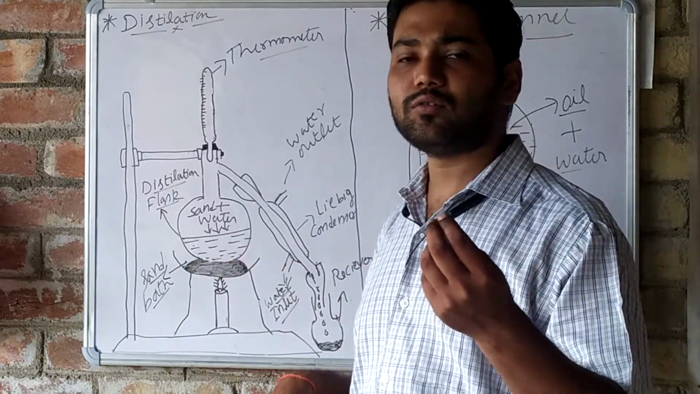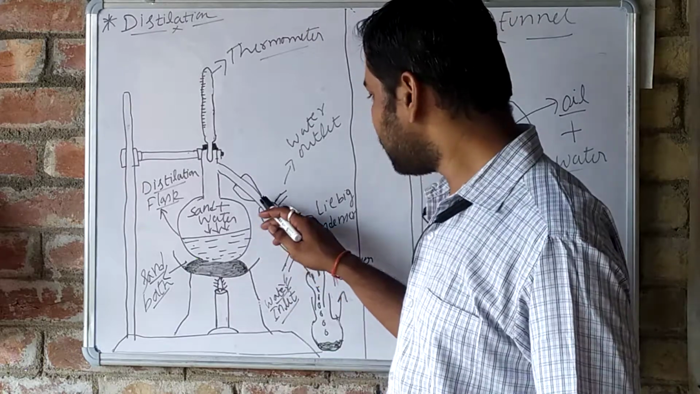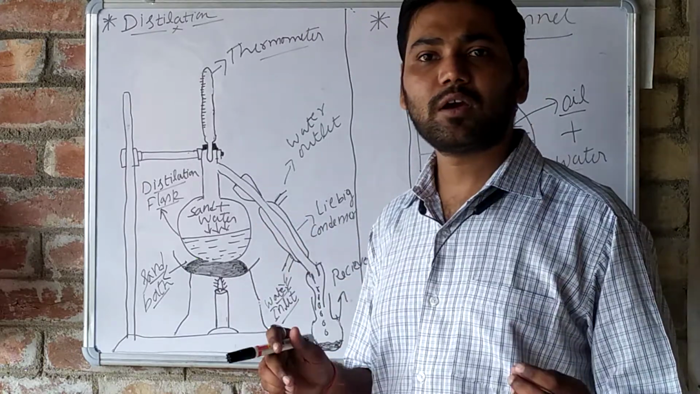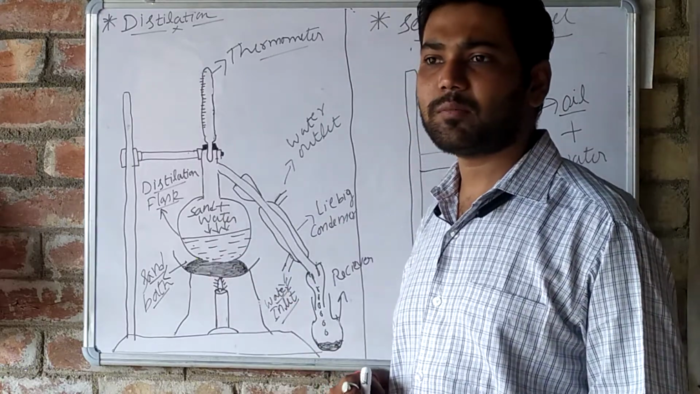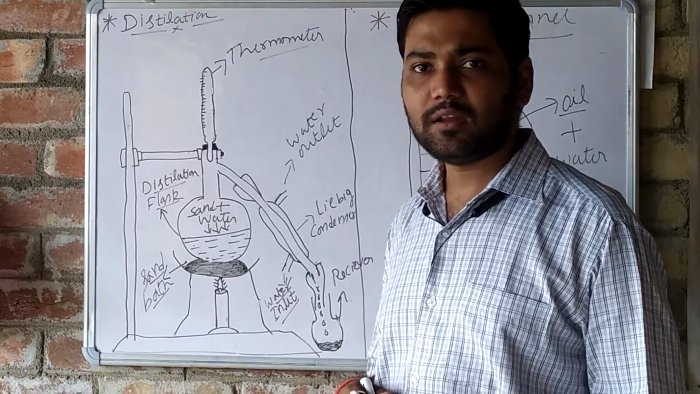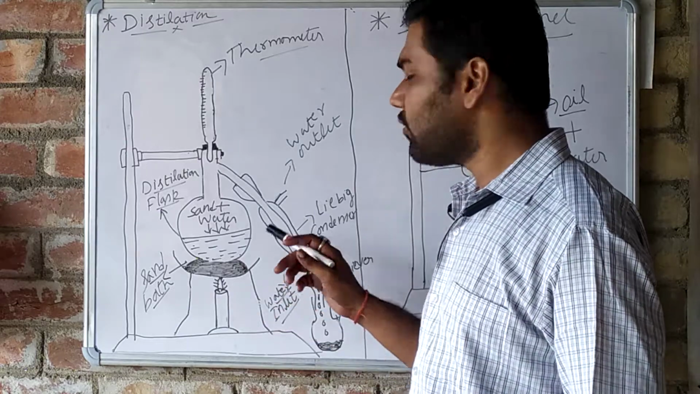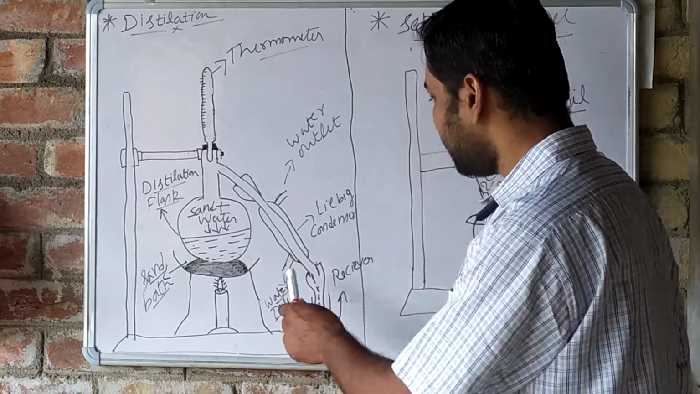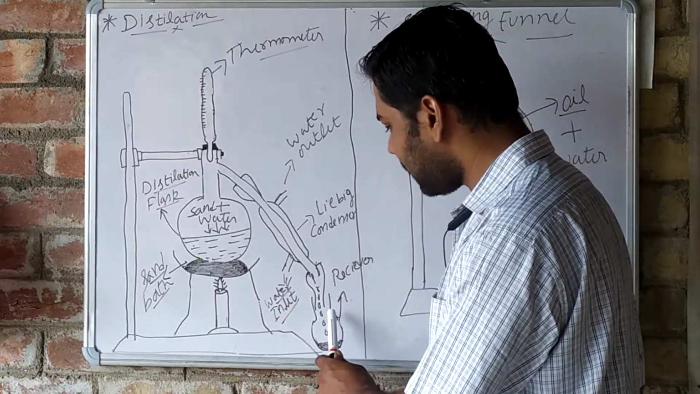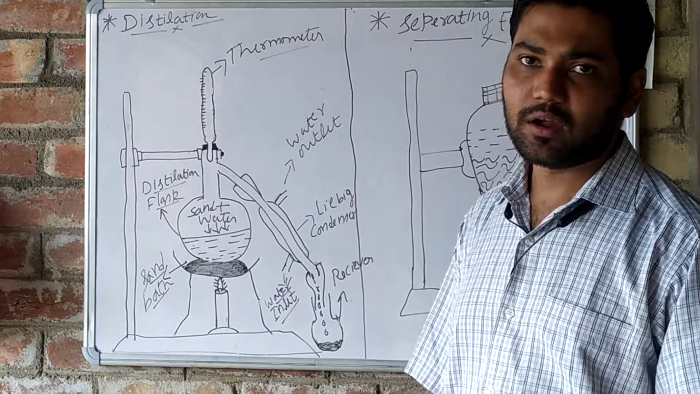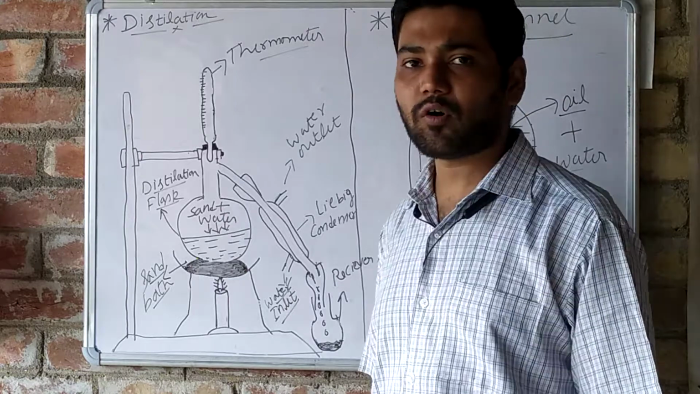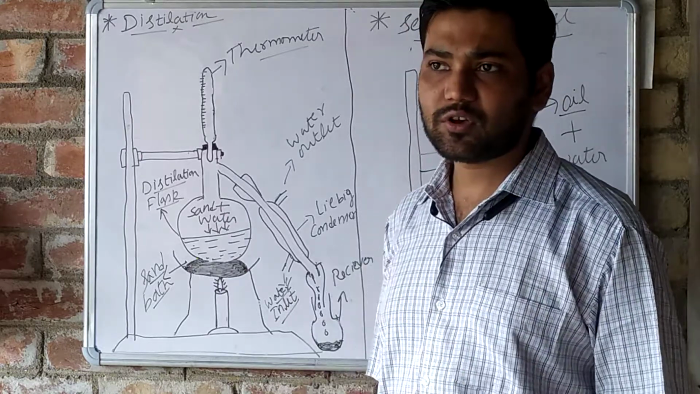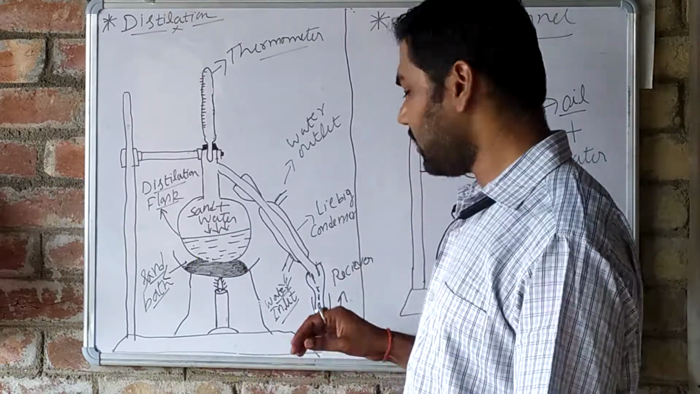The water vapor which is passing through this tube will come in contact with that cool water. It will lose its heat and turn into water molecules. Those water molecules will start collecting in this receiver. Understand? By this we will collect water from the mixture of sand and water in the receiver.